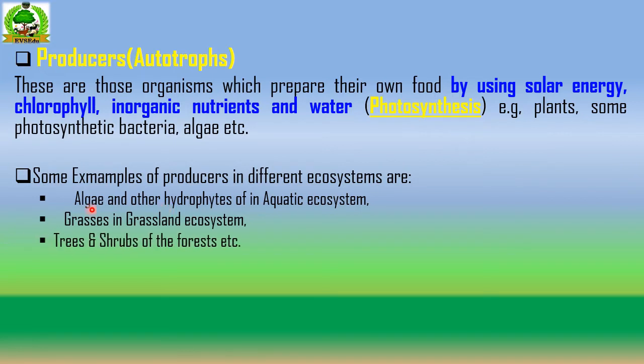Trees and shrubs of the forest ecosystem. In a forest, there is a plenty of trees and shrubs, and these represent producers which produce food in a forest ecosystem.